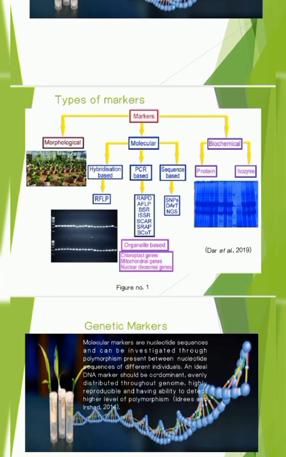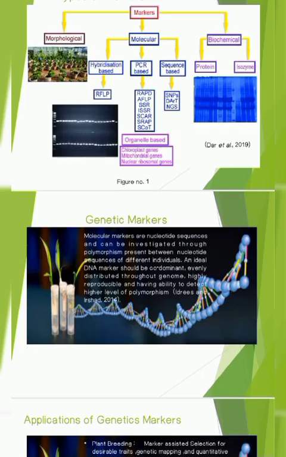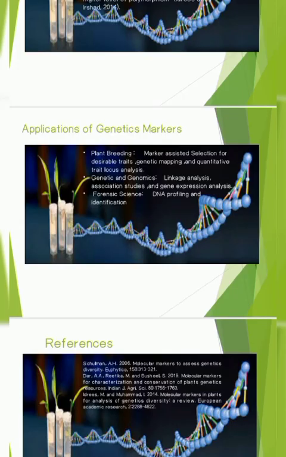The genetic markers, molecular markers, are the nucleotide sequence and can be investigated through the polymorphism present between the nucleotide sequences of different individuals. An ideal DNA marker should be codominant and evenly distributed throughout the genome. The marker assists selection for desirable traits, genetic mapping, and quantitative trait analysis.